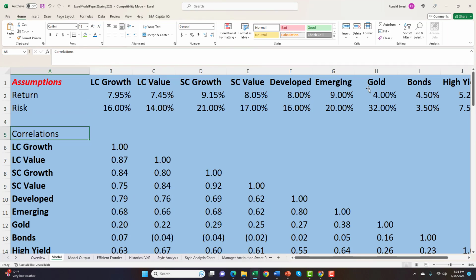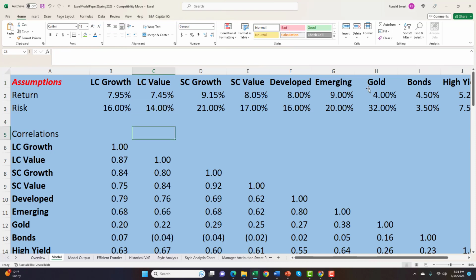Now for correlations, we have to have a correlation between each asset class and all the others. How is large cap value correlated with all the others? By correlation, we ask if large cap growth is having a good period or a bad period, is large cap value doing the same thing at the same time, or are they moving in different directions, which means they would be diversifying each other.